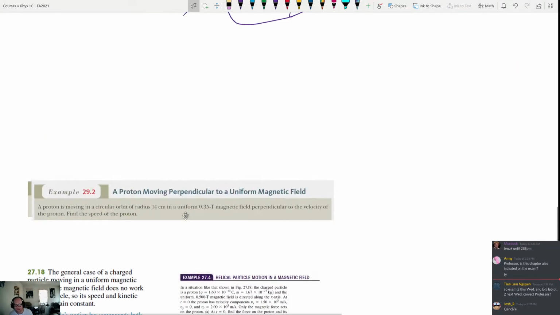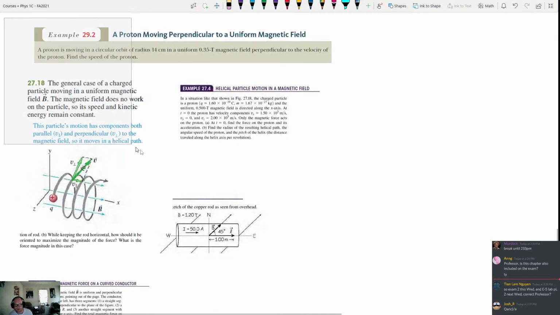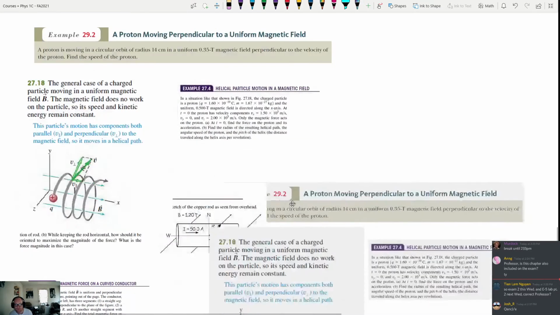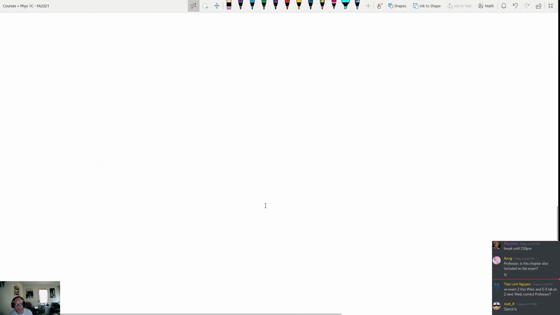Okay. So the next thing to talk about is the motion of a charged particle in a magnetic field. And this is a problem that we're going to do, but we need to do the theory really quickly first.